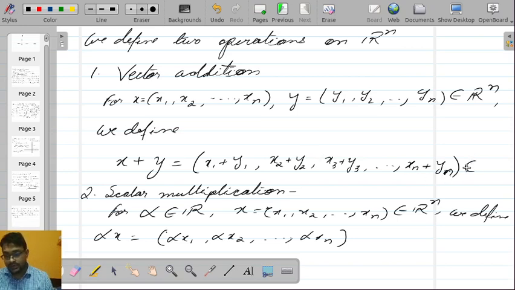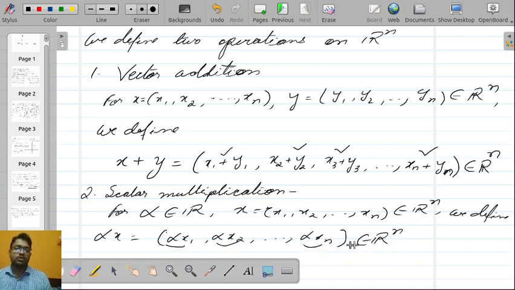Observe that this x plus y is also an element in R to the power n. Why? Because each of these are real numbers. x1 and y1 are real numbers, so their sum is a real number. We have already seen that. Each of these are real numbers and there are n of them, so this is also an element of R to the power n. In scalar multiplication also, alpha x1 is a real number, alpha x2 is a real number, alpha xn is a real number. Every coordinate is a real number, so this is an element in R to the power n only.